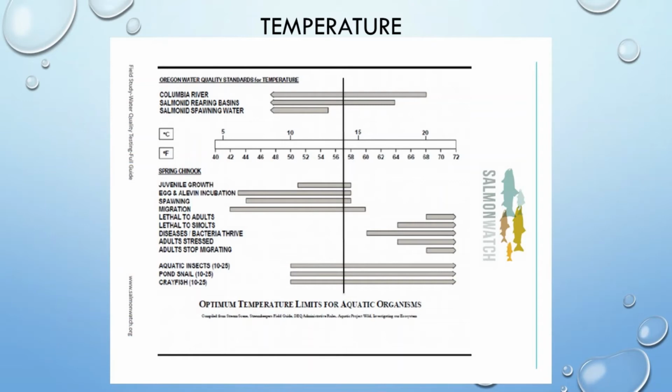At the bottom of it, it crosses aquatic insects, pond snails, and catfish. This means that the temperature we measured, which was 57 degrees Fahrenheit, is a livable temperature for all of those organisms. So overall, temperature on Johnson Creek at Johnson Creek Park is pretty good, a fairly healthy temperature.